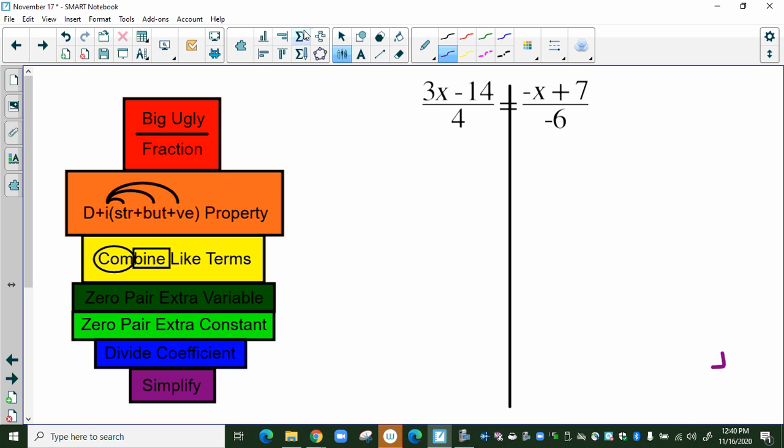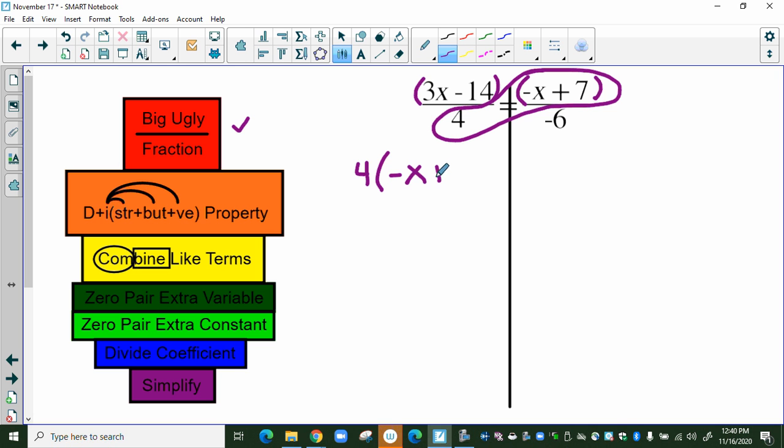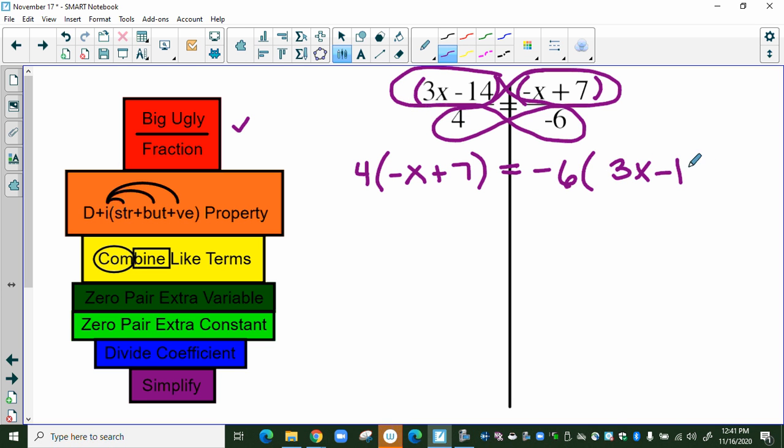All right, so I have 3x minus 14 over 4. I have -x plus 7 over -6. So I definitely have the big ugly fraction. Remember to group your math, and then we're going to multiply. I'll start on this side. So 4 times my grouping, and then on this side, -6 times my grouping.